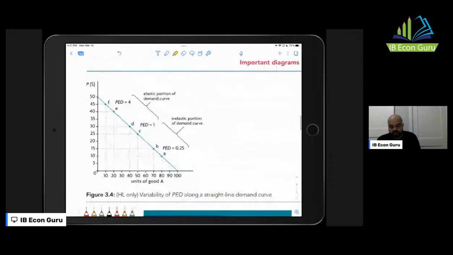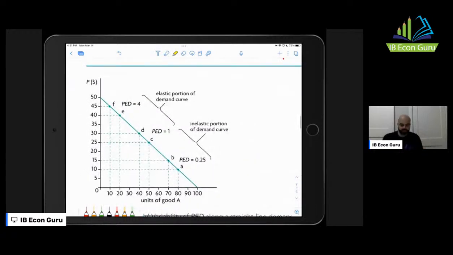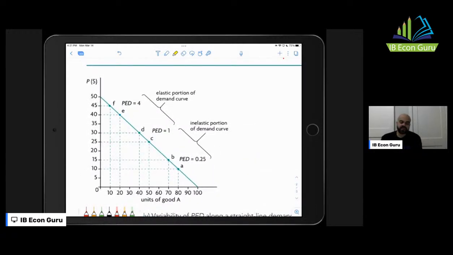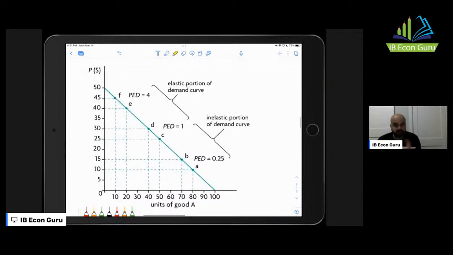Okay, so I also wanted to talk about a straight line demand curve. Some people think that because a straight line demand curve has constant slope, yes, the slope of a straight line is constant. That doesn't mean that price elasticity of demand is constant along a straight line demand curve. So here you've got a demand curve, and you can even take some of these numbers to verify what I'm about to tell you. If you want to calculate the elasticity between these numbers, you can do that.